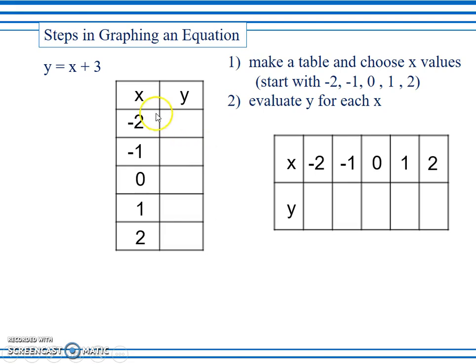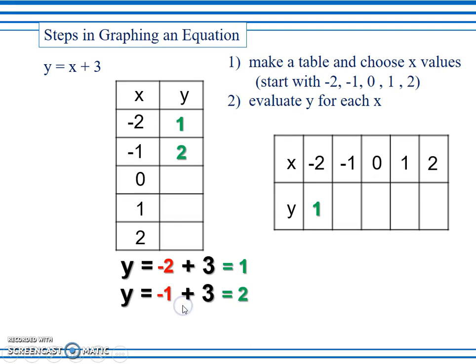And then I'm going to put -2 into my equation to find out what y is. So I'm evaluating y for each x. So if I substitute in -2 here, I'm going to get 1. So I'm going to put 1 in for my y term. If I substitute in -1, I'm going to get 2. So I'm going to substitute 2 in, and so forth.